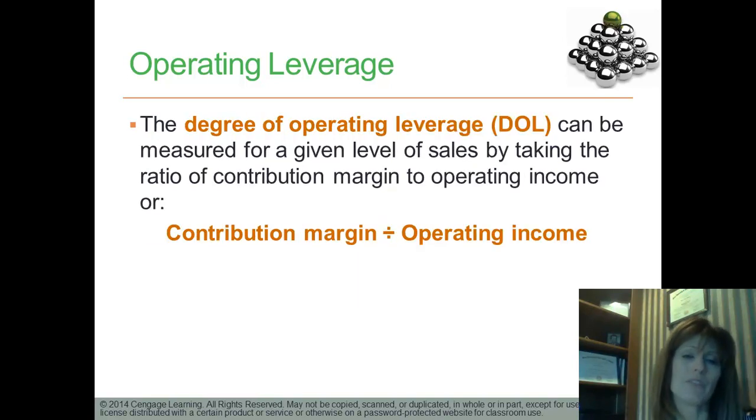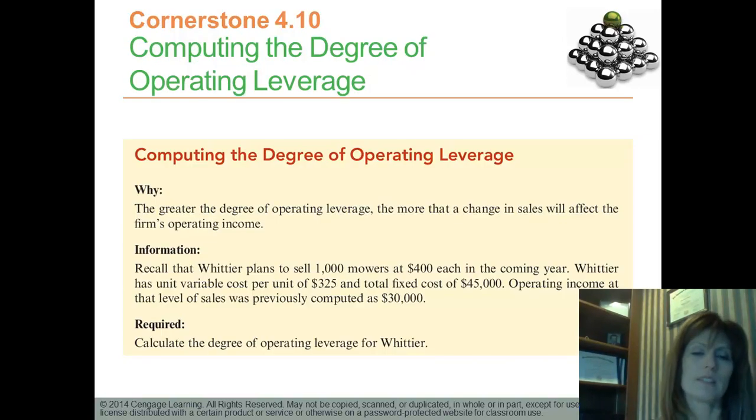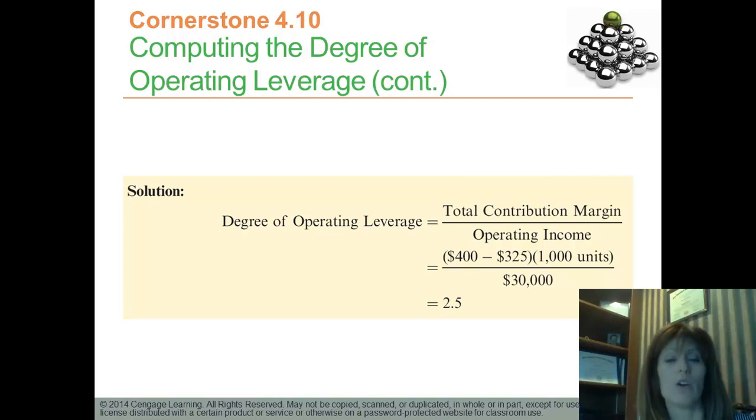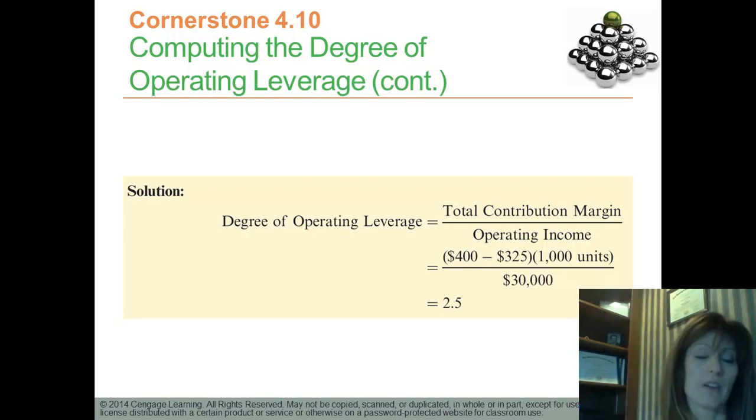Okay? So we can refer to that as the degree of operating leverage, and we can calculate that by taking the contribution margin and dividing it by the operating income. So that's giving you, again, an indicator of risk. How sensitive is this company to changes in volume because it's so fixed cost dependent? Okay, in this case for Whittier, we can calculate the degree of operating leverage by taking the contribution margin, dividing it by the operating income, and we get 2.5. So then we know that is a reference number for how leveraged or how risky that company is, and we can compare it to other companies in their industry.